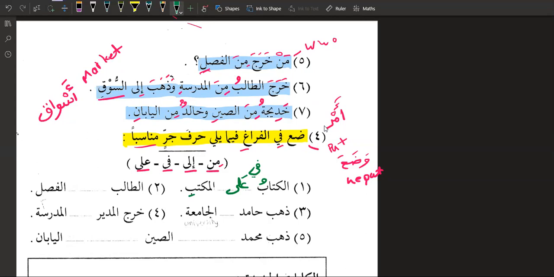عبد القيوم. الطالب في الفصل. نعم. الطالب في الفصل. ما معنى الجملة؟ The student is in the classroom. نعم. The student is in the classroom.